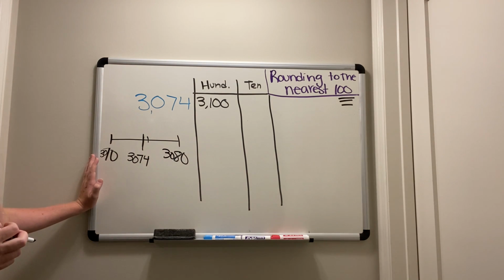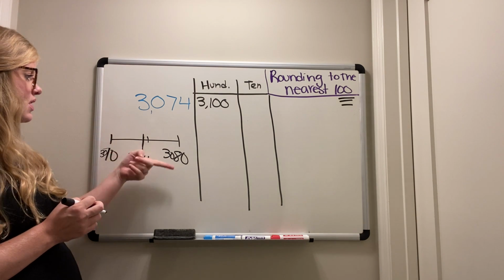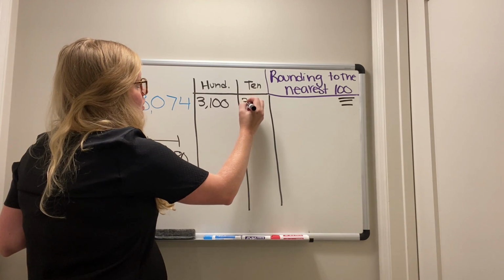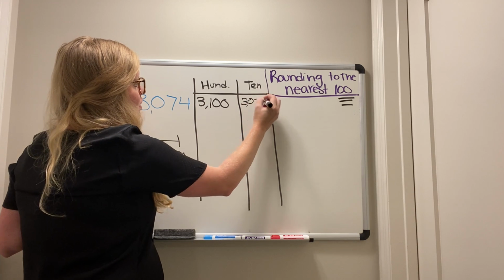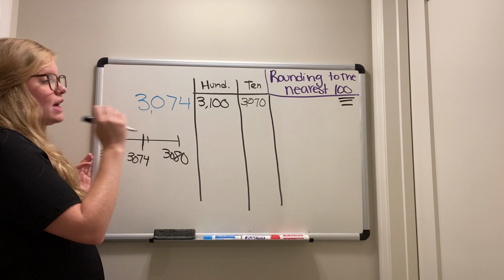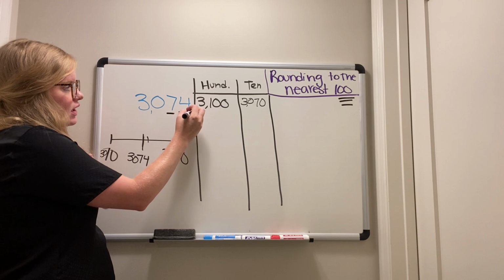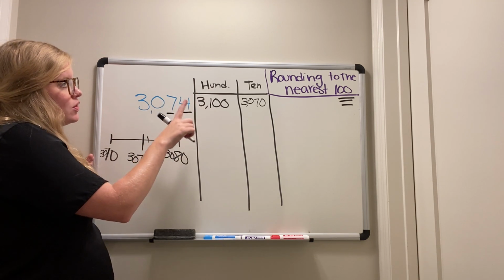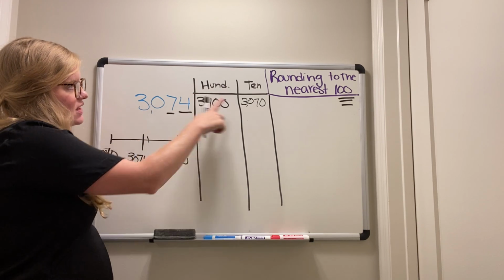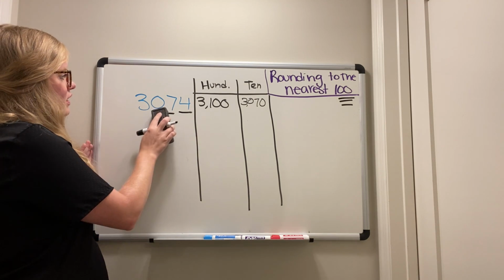Now, tell me, scholars, is 3,074 closer to 3,070 or 3,080? Good. 3,070. Okay, remember, if we're rounding to the nearest 10, we're looking at the tens place. We're going to look behind, underline. 5 or more, you add 1 more. 4 or less, you let it rest. So the 7 stays the same. But you need to remember to add that 0. Okay.